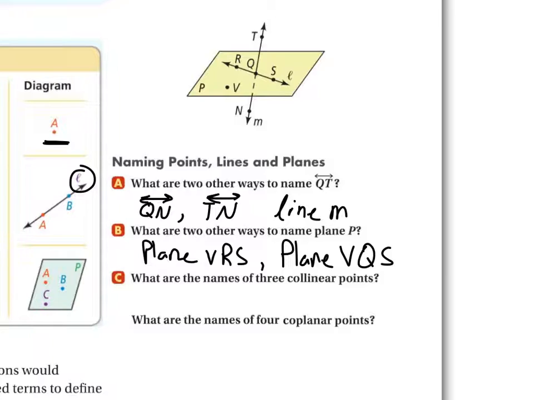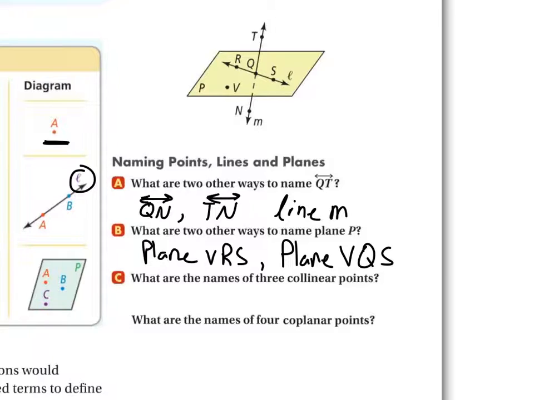Yes, you could just change around the letters, obviously. You could say VSR. You could say plane VQR. But V has to be in the name because V is the only point that's not on that line. They have to be 3 non-collinear points. All right, so let's see here.